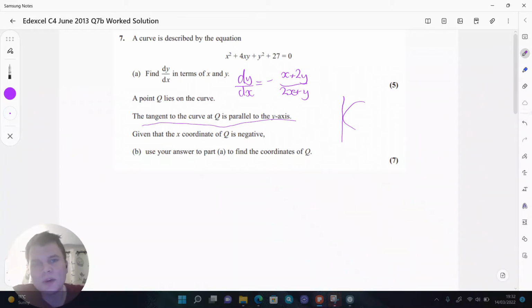So in order to do this question, we're actually going to take the gradient of the normal and use that to work out the coordinates, because the normal will have a gradient. A normal to a tangent that is parallel to the y-axis will be parallel to the x-axis and thus have a gradient of 0. So let's start off, write down what our gradient of our normal is. So we'll take the negative reciprocal of our answer to part A.